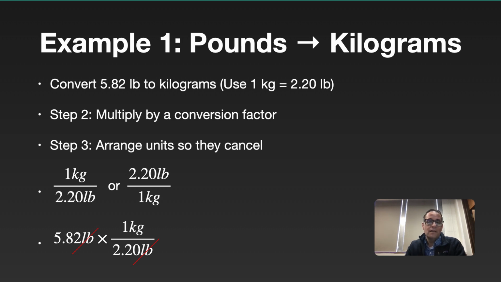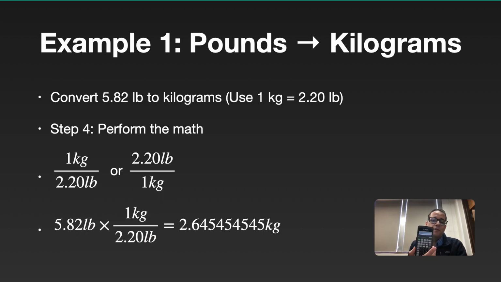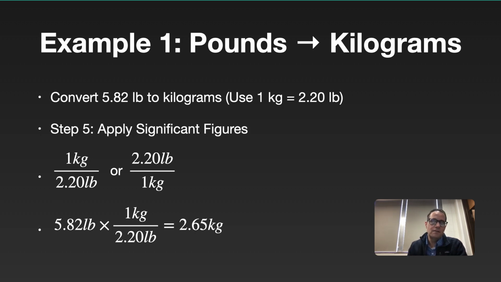Okay, now you want to grab your calculator and do the math. Remember how when we were talking about significant figures, your calculator spits out a ton of numbers. So you want to count the number of significant figures in the 5.82. There's 3 there. And so you want the final answer to be rounded off to 3 significant figures. So we write 2.65. This is where we actually use the significant figures in calculations.